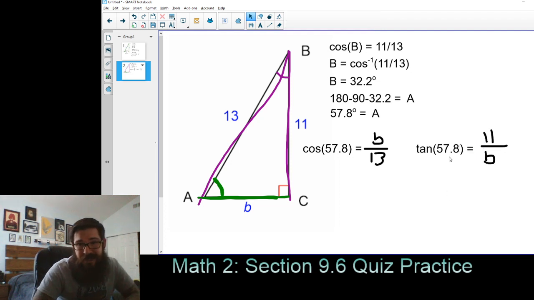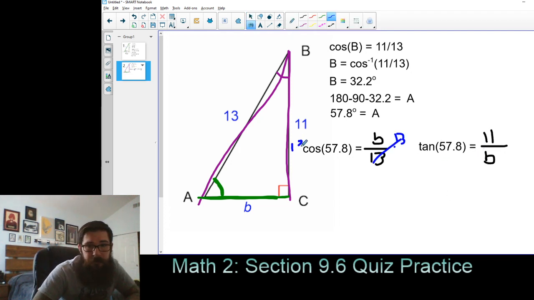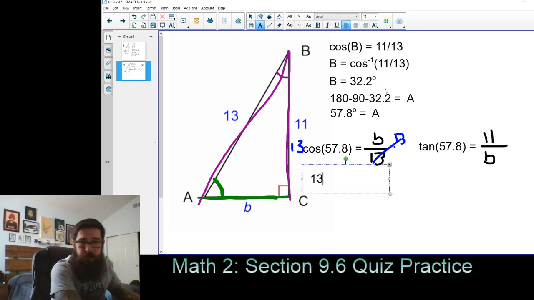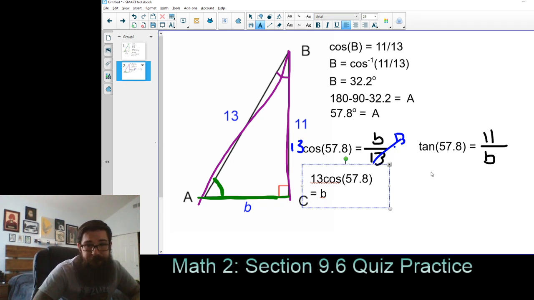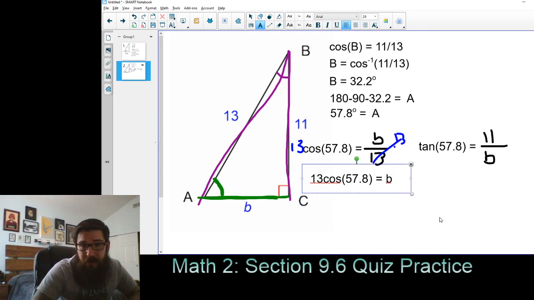I'm trying to find the side length. So what that's going to look like now, I'll go back to the keyboard here. It's going to be 13 cos of 57.8 degrees equals B. That's it. I'm going to type that into the calculator in a second. We're going to see what happens. But we solve for B. There's nothing else to it.